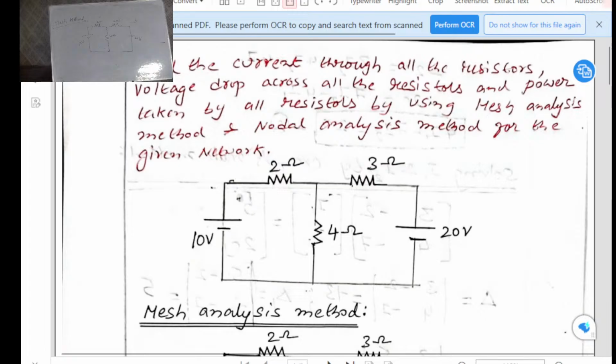Procedure. First, select clockwise or anti-clockwise. You have to decide. We always go for clockwise.